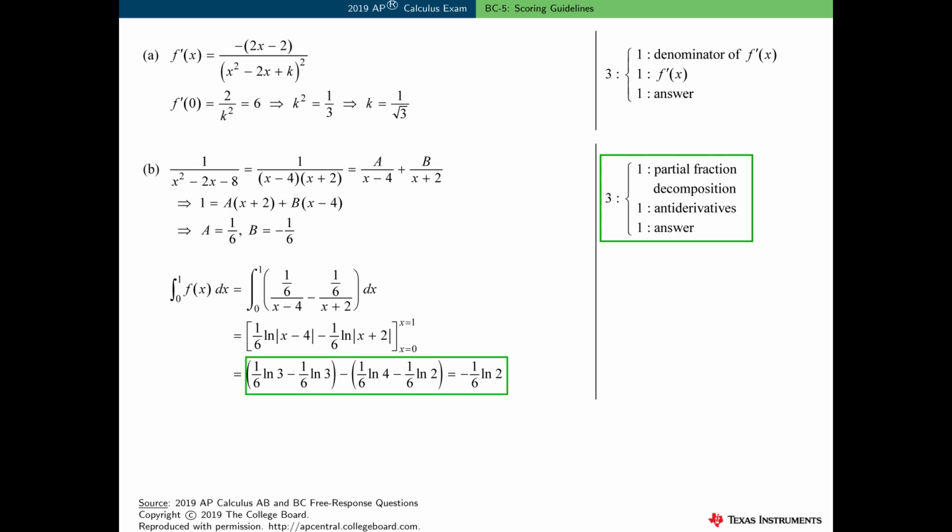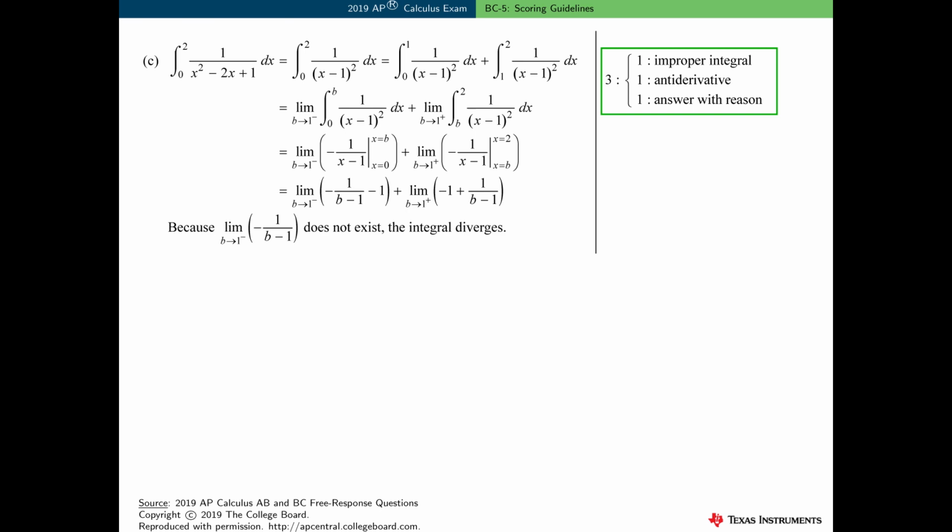That is, applying the fundamental theorem of calculus and plugging in the bounds to find a final numerical answer. And remember that a final numerical answer does not need to be simplified. So this expression earns the third point. Part C was worth 3 points.